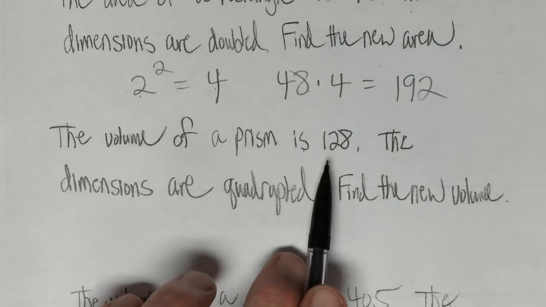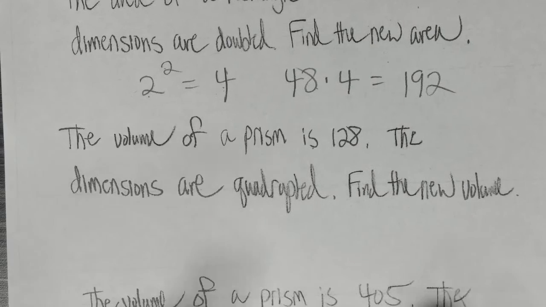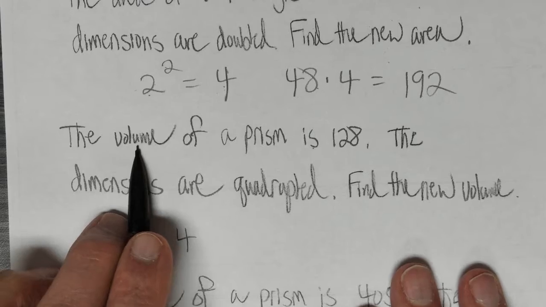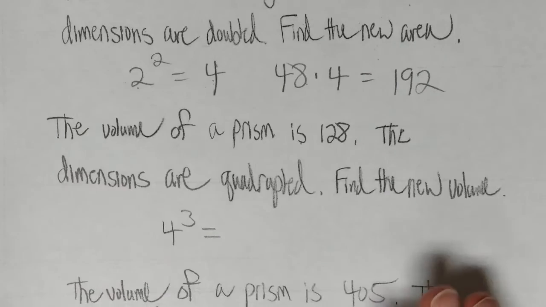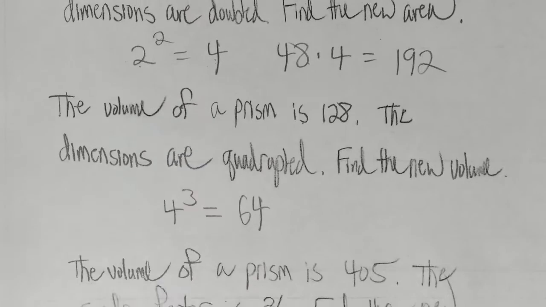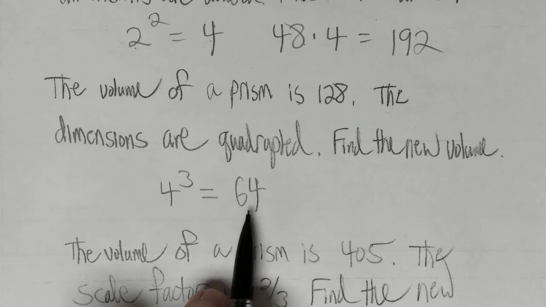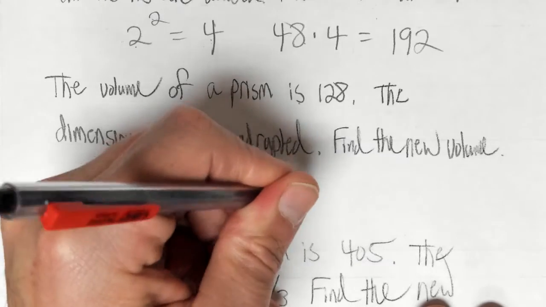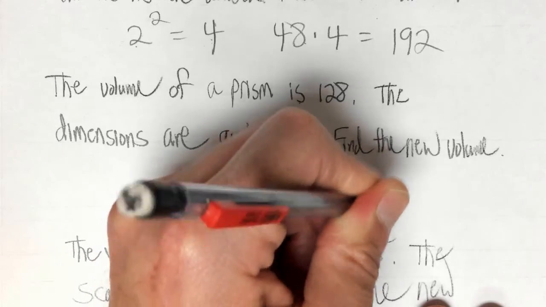So the volume of a prism is 128. The dimensions are quadrupled. Well, what does quadrupled mean? That means the scale factor is 4. We're dealing with volume, so I need to raise that to the third power. 4 to the third power is 4 times 4 times 4, which is 64. So if the scale factor is 4, in other words, the figure got 4 times as big, the volume gets 64 times as big as what it was before. What was it before? 128, and we'll go 128 times 64.